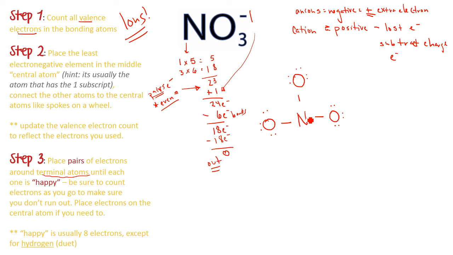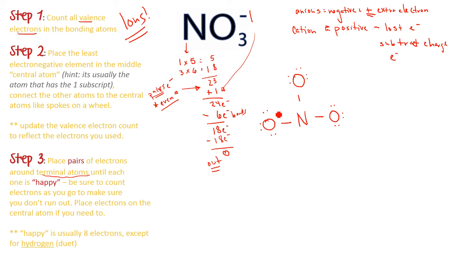and nitrogen only feels in this configuration as though he has 6 electrons. So he has 2, 4, 6. That's not a stable or correct Lewis dot structure. Nitrogen's only going to stay here and hold this molecule together if he has 8 electrons.